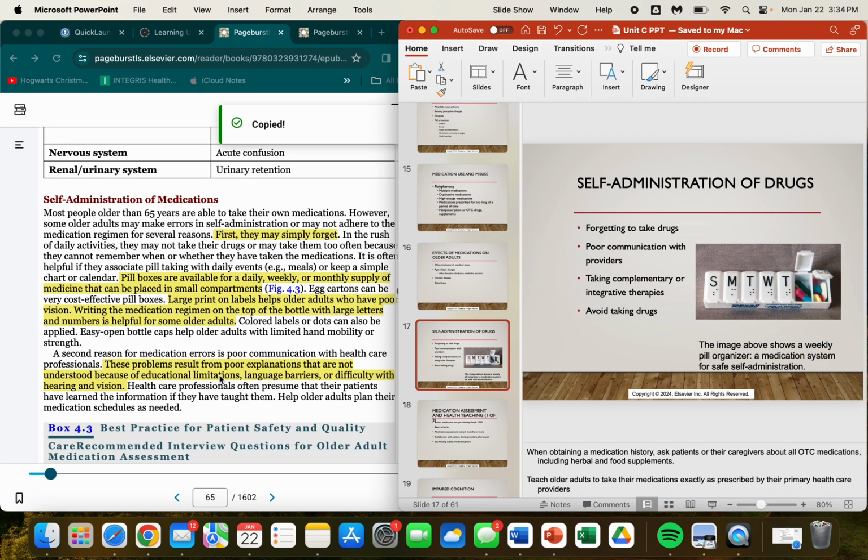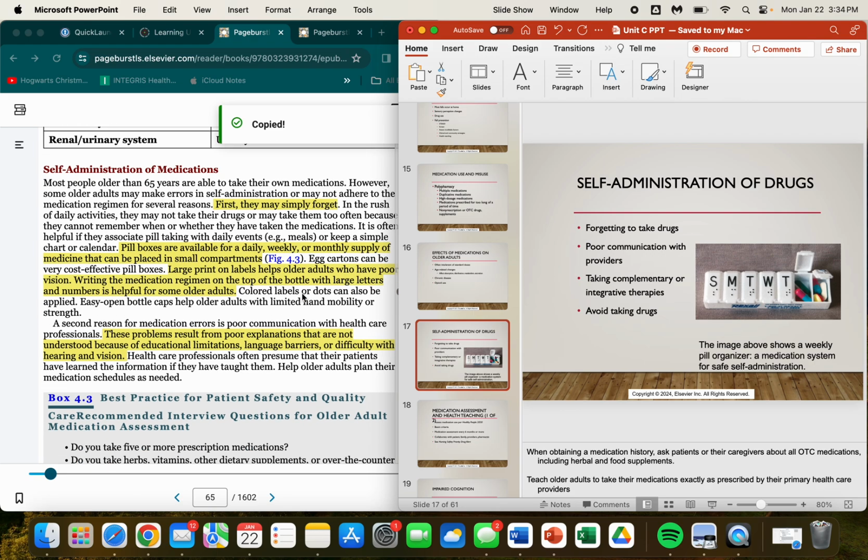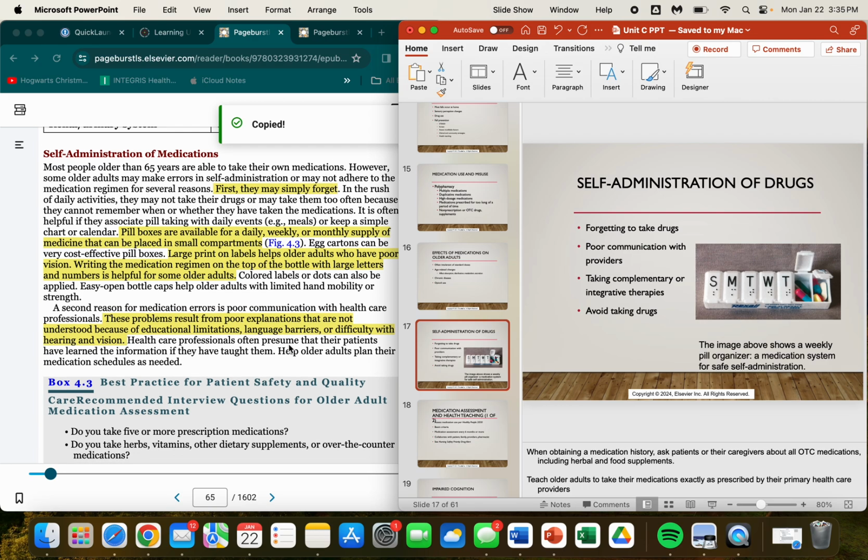Your book continues on, when talking about drugs, with self-administration of drugs. A lot of people older than 65 are still able to take their own medications, but education, especially nursing education, becomes very important here because a lot of times errors can occur in the way elderly people self-administer their drugs. They might forget, they may not take them as prescribed, they may not understand what the doctor said about how to take them, or they may not be able to read the label.